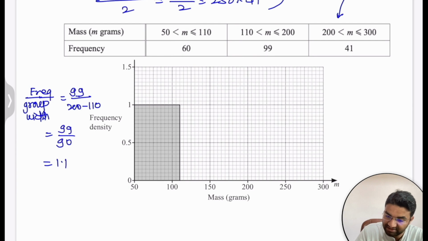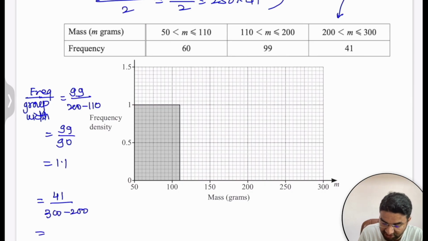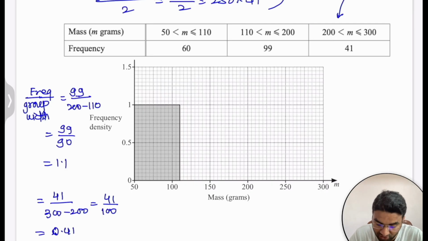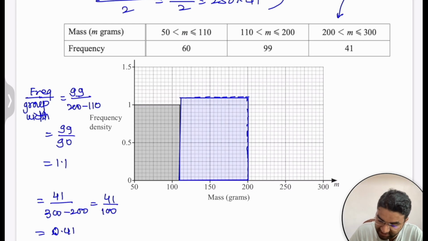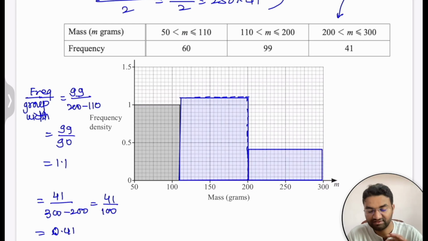Fine. Then the last one is frequency divided by group width, which is 41 divided by 300 minus 200, which is equal to 41 divided by 100, that is 0.41. Fine. And to show this on the graph, for the second group you have to use 1.1. 1.1 is around here, so you have to show this one till 200. Next, for 0.41, it's around here. That's it. This is what you have to show.